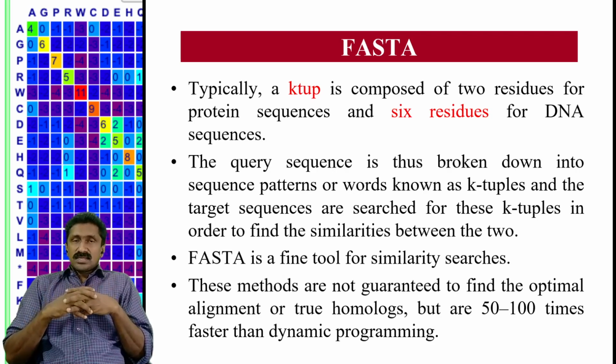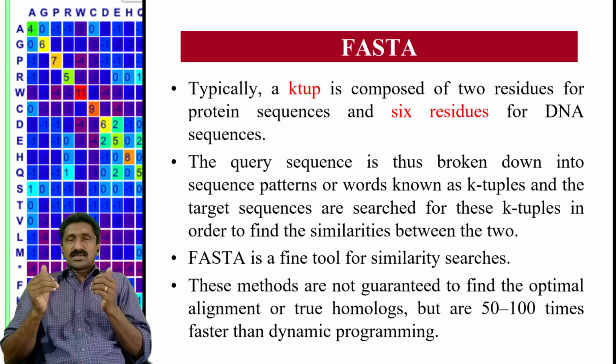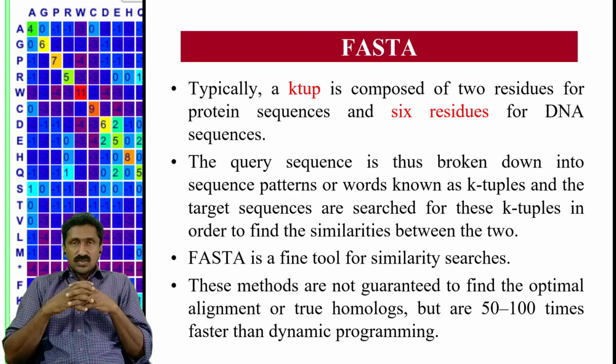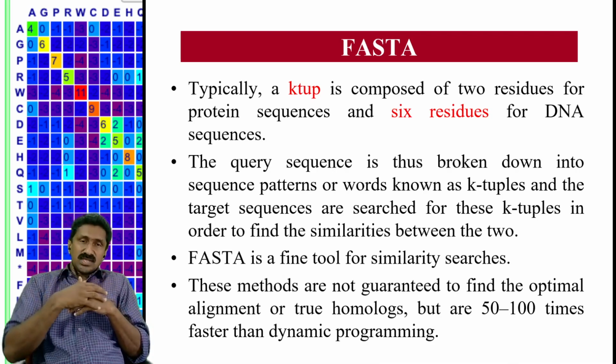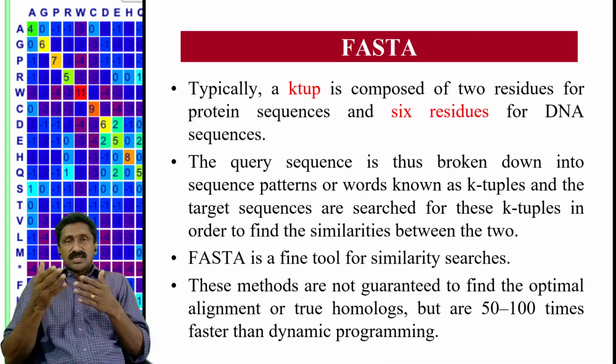The query sequence is thus broken down into sequence patterns or words known as k-tuples, and the target sequences are searched for the k-tuples in order to find the similarity between the two. So that's what is done. The query sequence will be broken into k-words, and those words will be searched against the database sequence for finding similarities in that region.